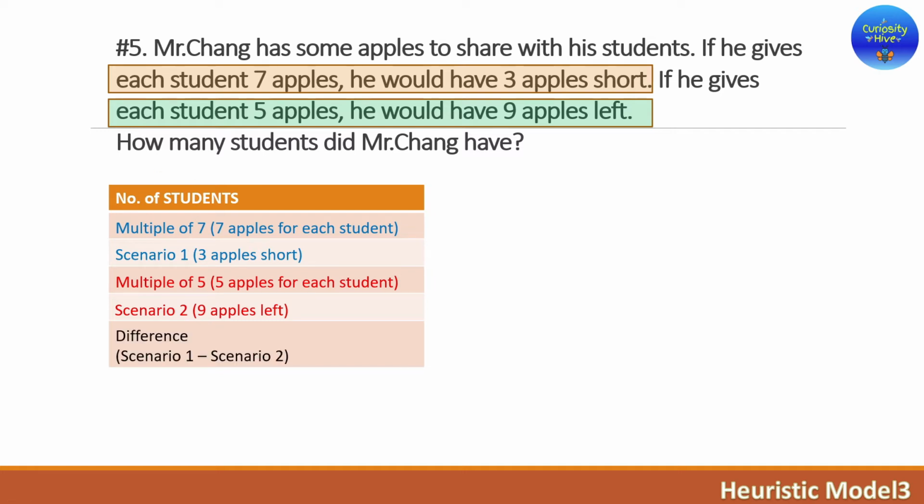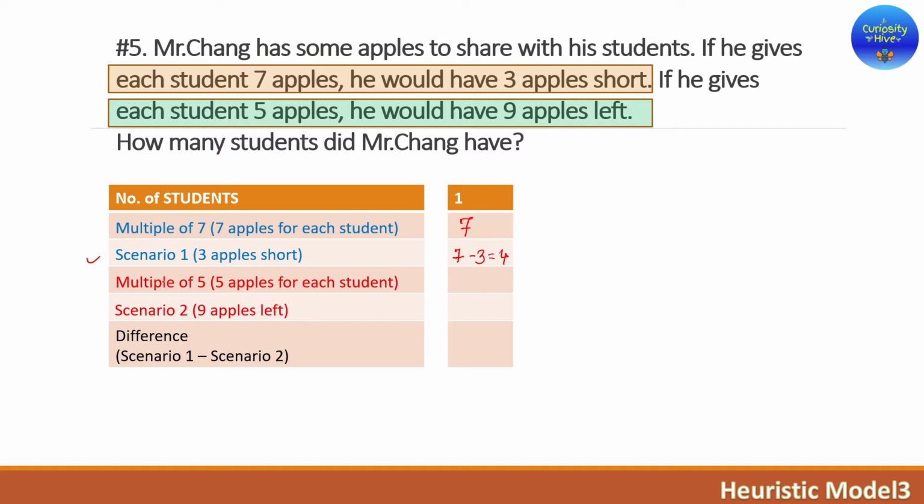And when we find the number which will give both the scenarios to be the same, that would be our answer. So now that I have the list, let's consider if Mr. Chang only had 1 student. Well, as per the first scenario, he would have given 7 apples. Now, if he does that, then he'll be 3 apples short. That means actually he has 7 minus 3, which is equal to 4 apples here.